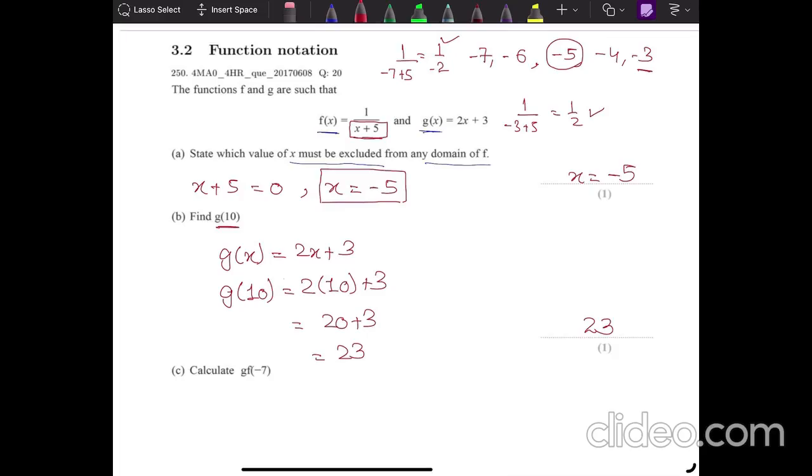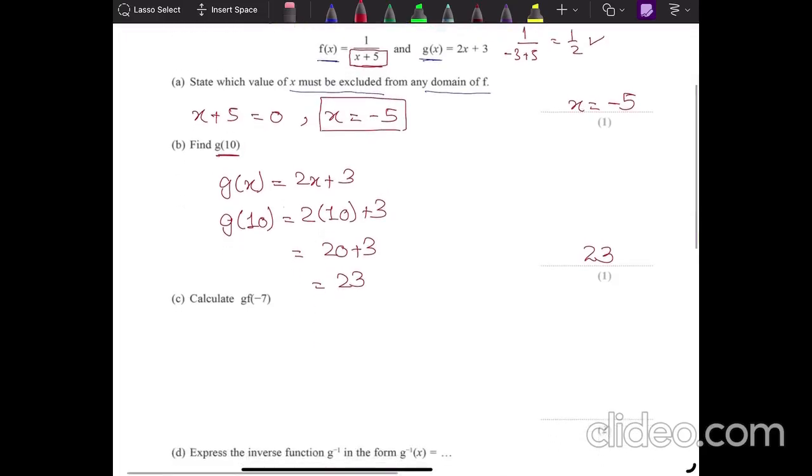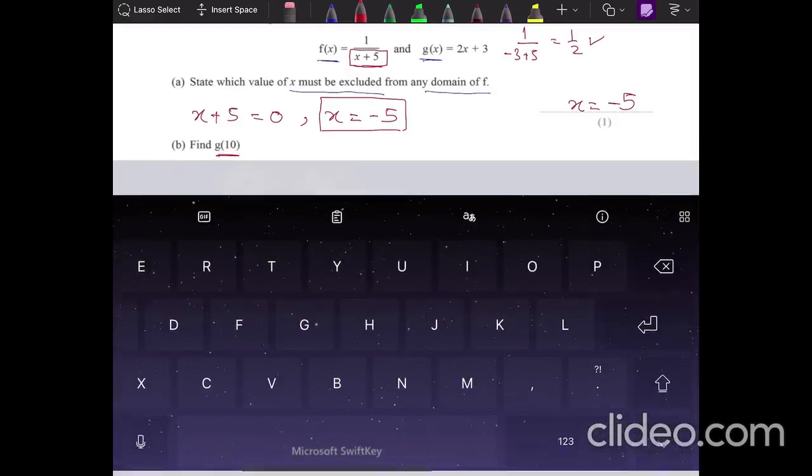Okay, now moving on, they are saying calculate gf(-7), this one. gf(-7) means this is a combination of both the functions g and f. So the best way is to first write the first function as it is, and then let's see what they are demanding.